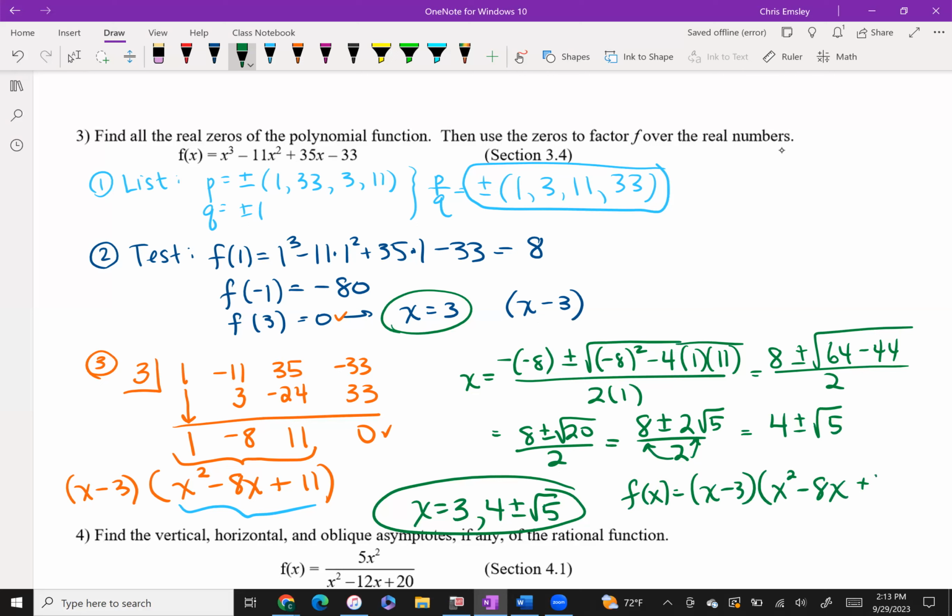I like that factorization. If you wrote it out with those square roots, that is not wrong. That is fine too. It would be x minus 4 plus the square root of 5 and x minus, oh, sorry, change the sign there, plus or minus, 4 minus the square root of 5. And that would be another form of our factored polynomial.